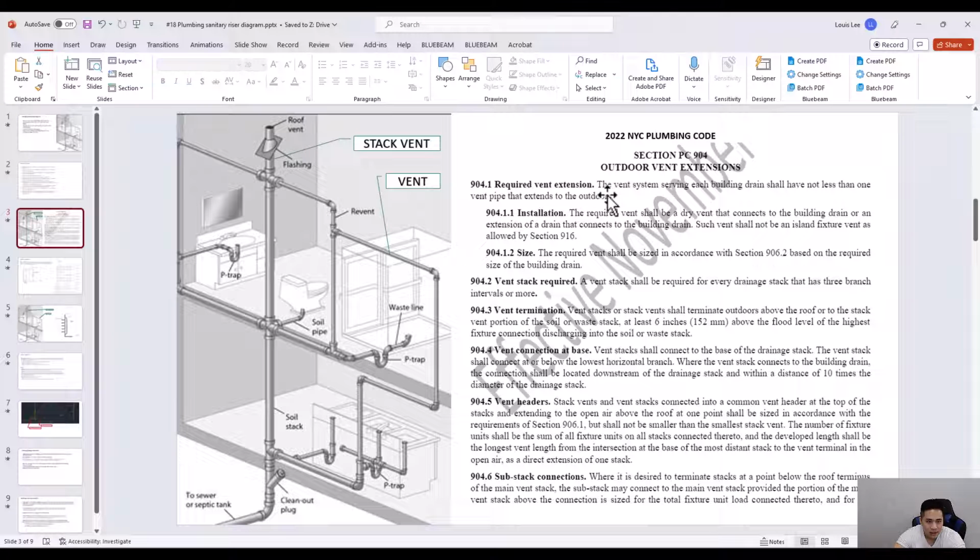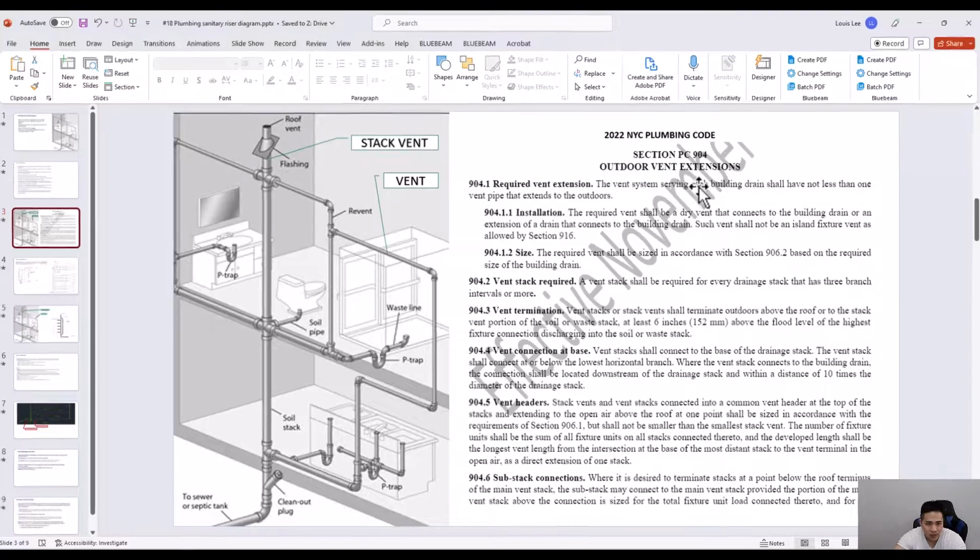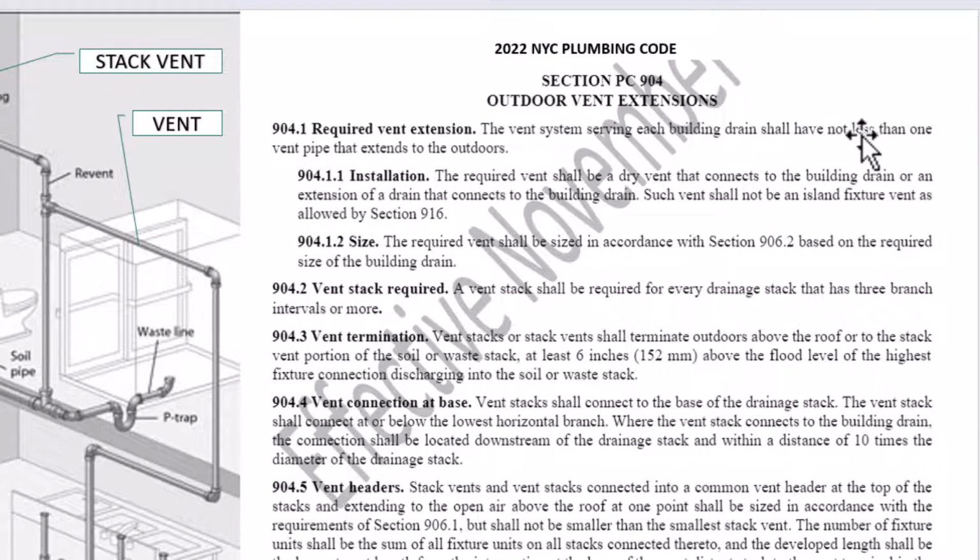So going back to this, the vent system serving each building drain shall have not less than one vent pipe that extends to the outdoors. Installation. The required vents shall be a dry vent that connects to the building drain or an extension of a drain that connects to the building drain. Such vent shall not be an island fixture vent as allowed by section 916. Size. The required vent shall be sized in accordance with section 906.2 based on the required size of the building drain.